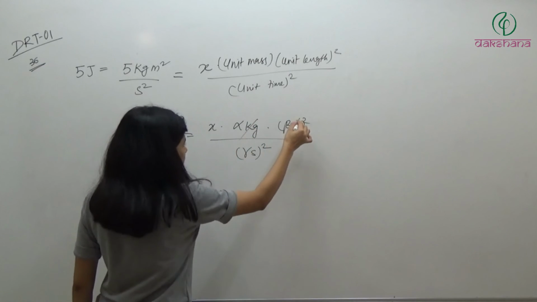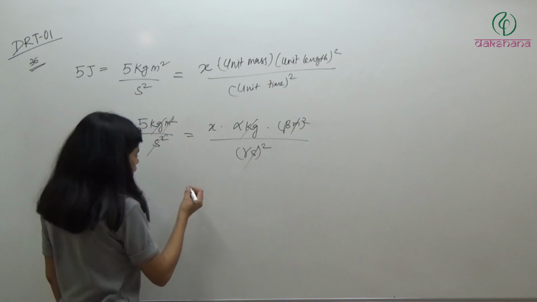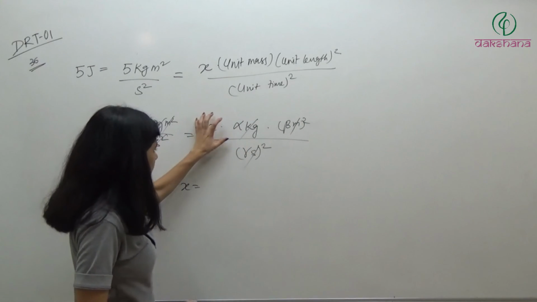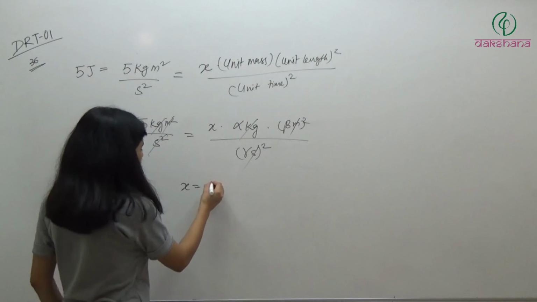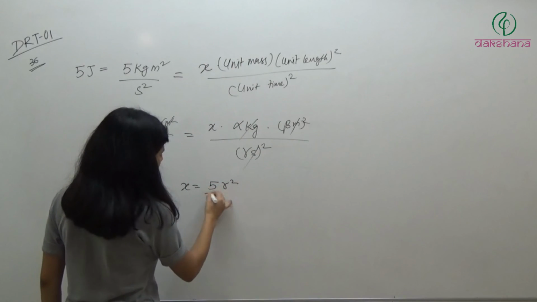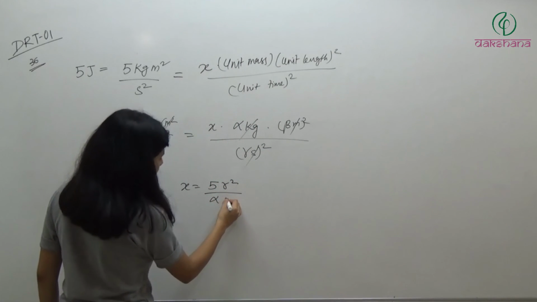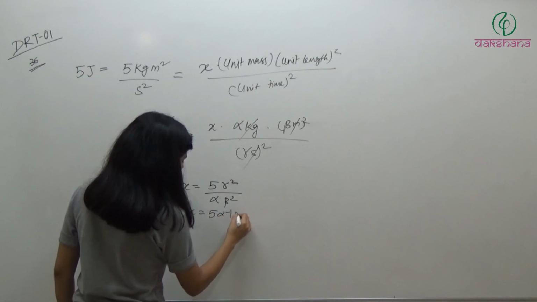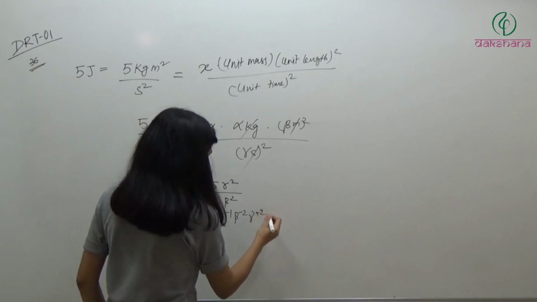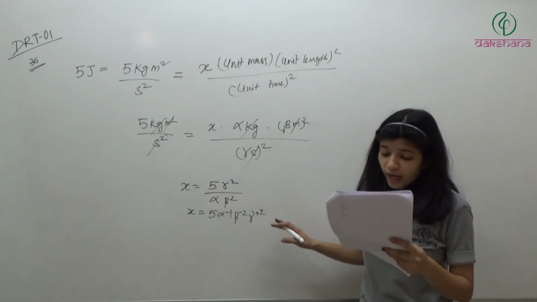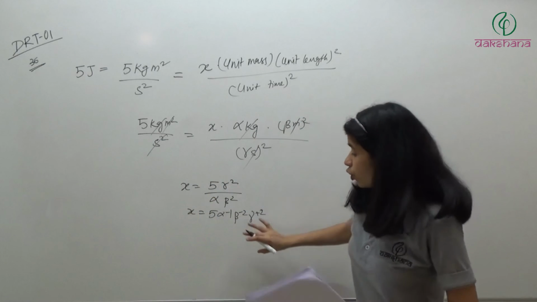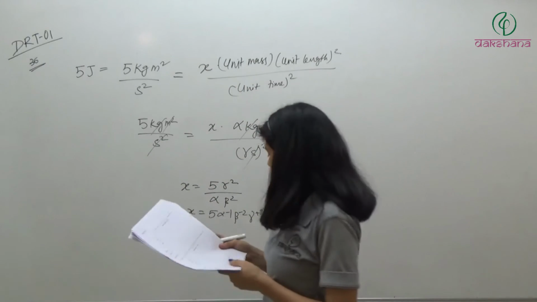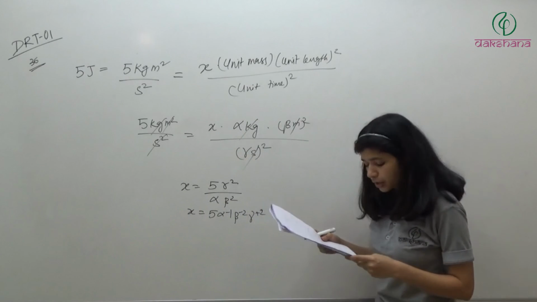Now kg meter square per second square will get cancelled. So x will be equal to the new number, which will be 5 gamma square by alpha beta square, or you can write x is equal to 5 alpha power minus 1, beta power minus 2 and gamma power plus 2. So this will be the new value in the new system. So it will be 5 alpha minus 1, beta minus 2, gamma plus 2.